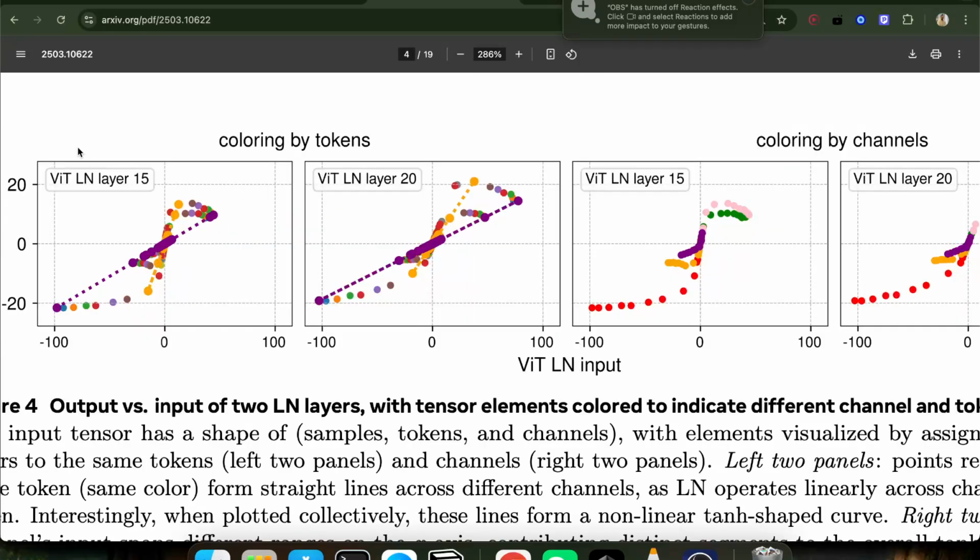So if we compare layer 15 and layer 20, we can see that layer 15 has these straight lines a lot more spread out. That means the mean and variance within the layer is more varied than in layer 20.